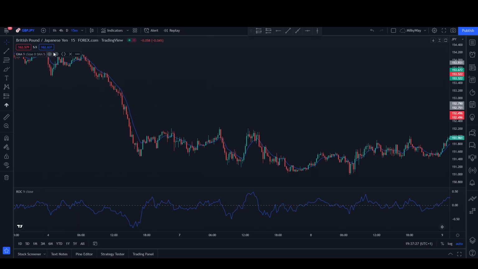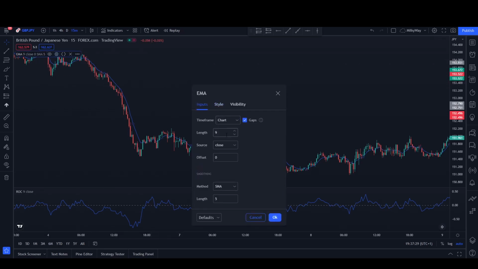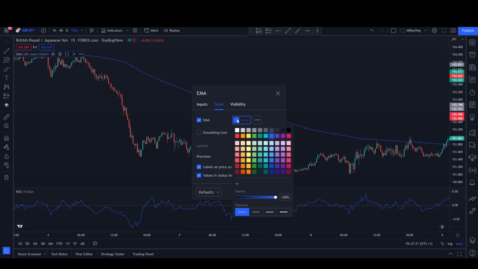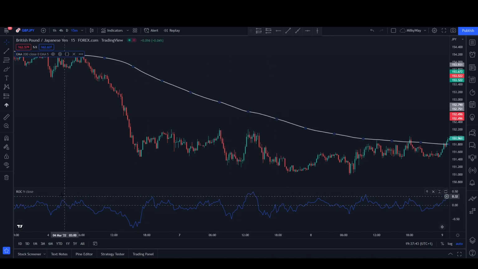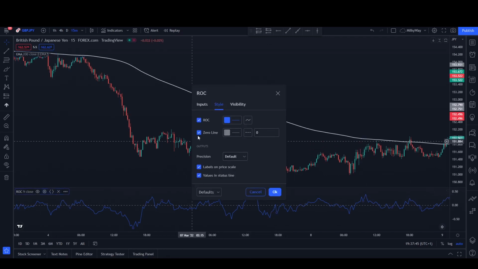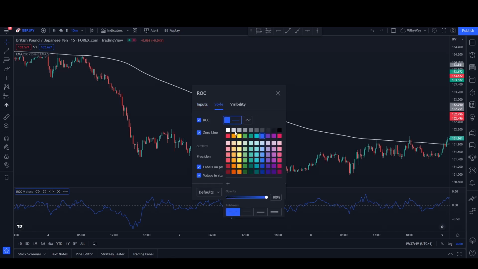The exponential moving average is a 200 period EMA with an EMA method, and I will simply change the color to white. It's a bit more visible. And the rate of change is the default settings, but again, I will change the color.